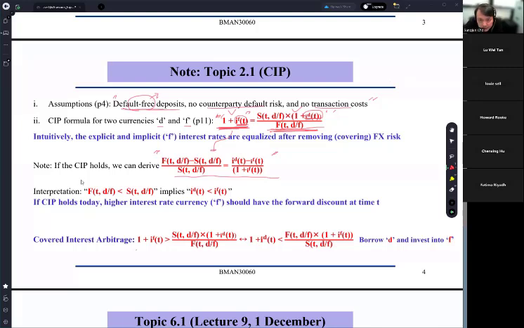Anyways, once we get an inequality like this, as I explained in topic 2.1, we have to always express it like this: always 1 plus interest rate is lower than something else. Then we're going to think about an arbitrage strategy of borrowing currency D and investing into the foreign money market. So after 1 period, this one minus this one is going to be your riskless profit. That's what we learned in topic 2.1.